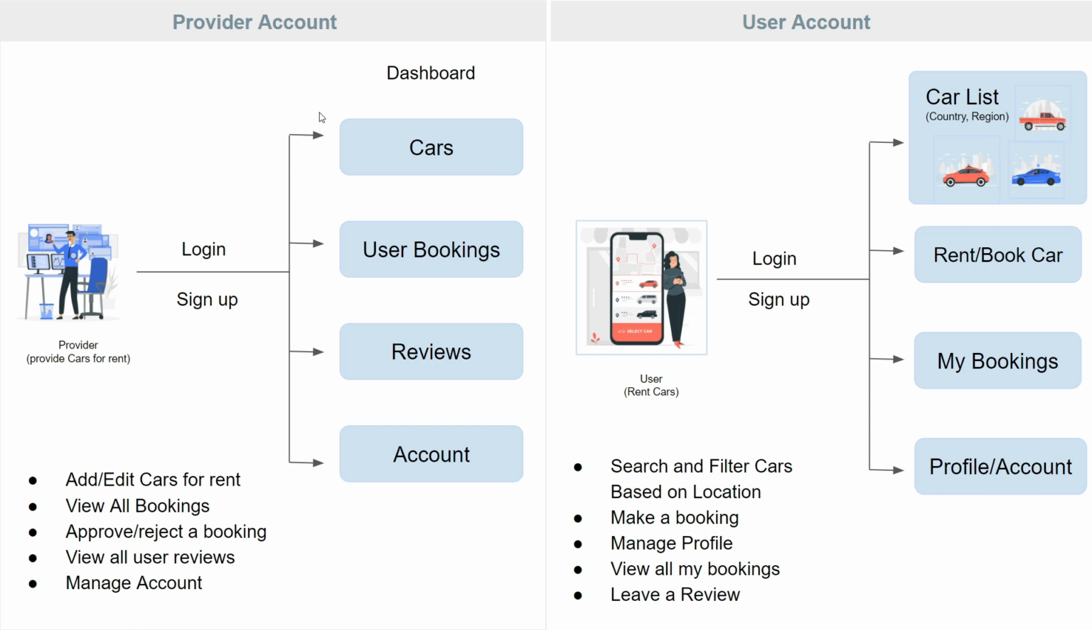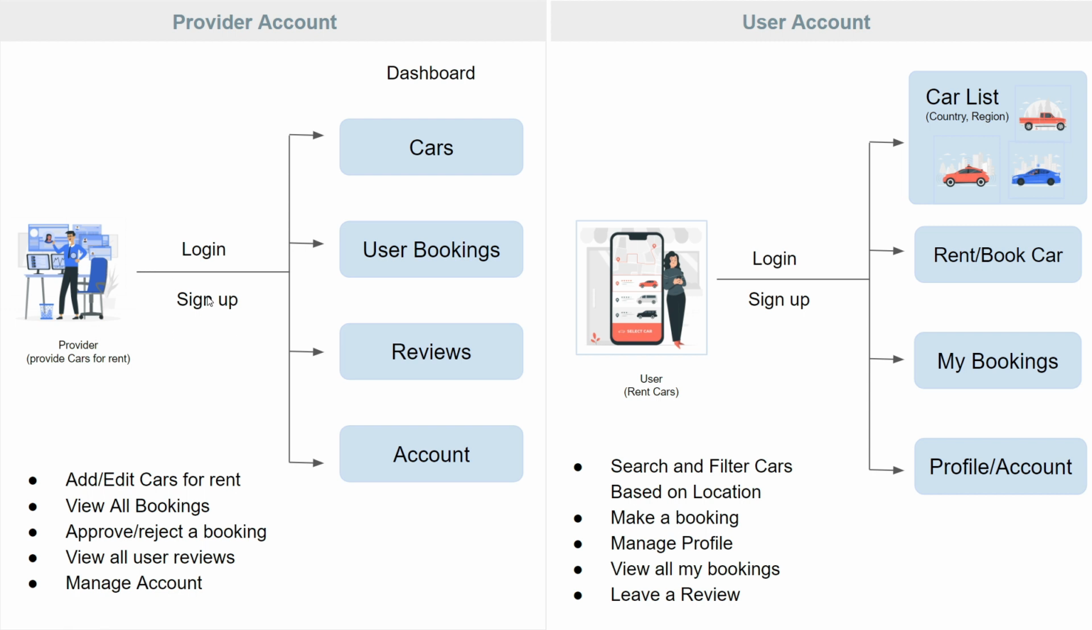Right. So we're going to feature two different users. The first one is a provider, and then we also have the regular users. Right. So a provider is basically a user that provides cars for rent, and then a user is basically a normal user that comes on the platform and rents cars. So when you are creating an account, you can create an account as a provider or you can create an account as a regular user.